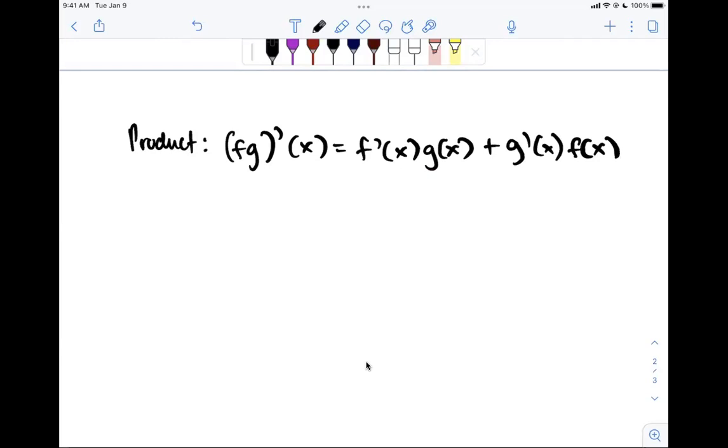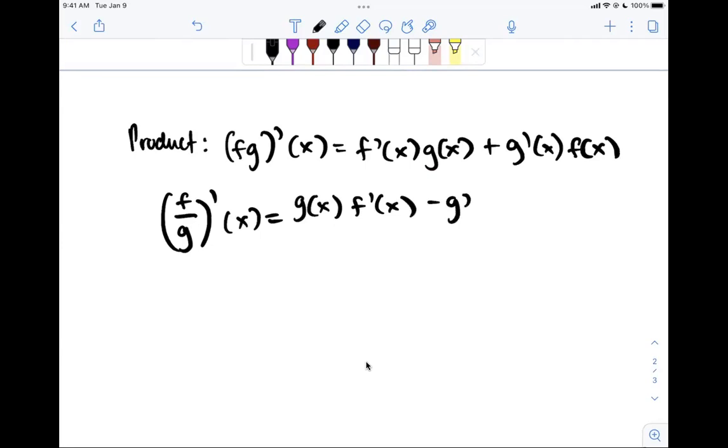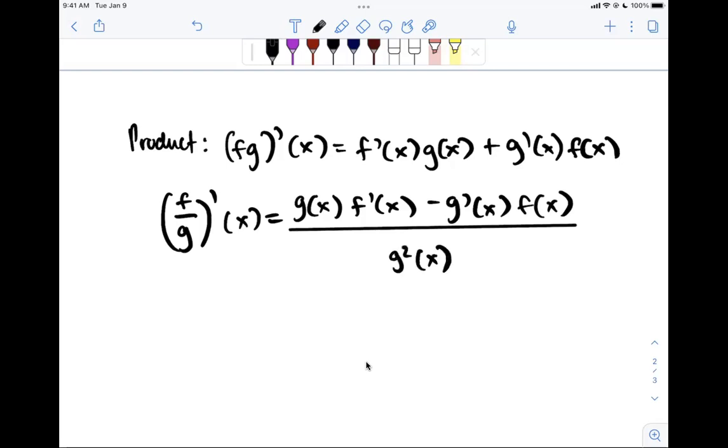We also have the quotient, (f over g) prime of x, assuming that g of x is non-zero, is going to be equal to g of x times f prime of x minus g prime of x times f of x, over g of x squared, or g squared of x. So again, the mnemonic to remember this is low d high minus high d low over low low, where d represents the derivative.